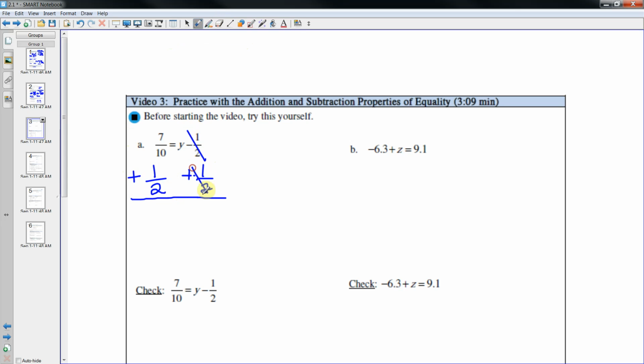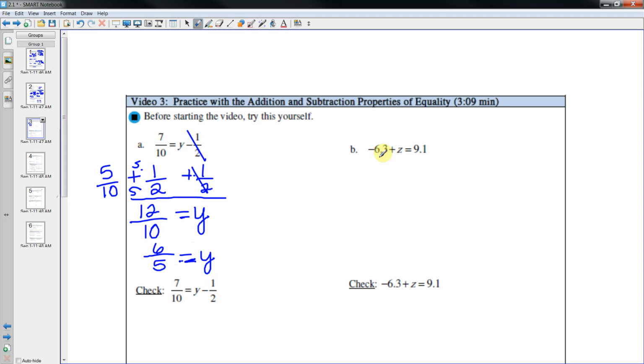So over here the y is going to be by itself. Now I have to figure out 7 over 10 plus 1 over 2. Well, the common denominator would be 10. So 2 times 5 is 10, and 1 times 5 is 5. 7 over 10 plus 5 over 10 gives me 12 over 10. I need to reduce that fraction because 2 goes into both of those. 2 goes into 12 6 times, and 2 goes into 10 5 times. So 6 over 5 equals y.